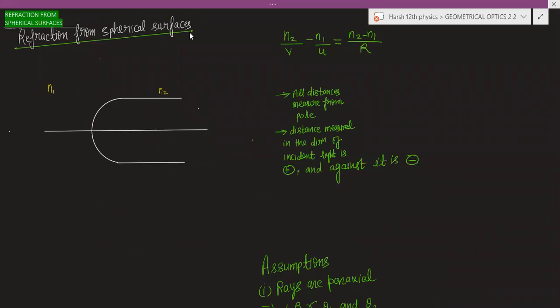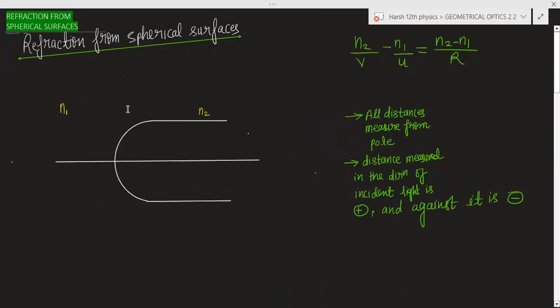So now we will discuss the refraction from spherical surfaces. Till now, we have discussed the refraction from the plane surfaces. Now we'll discuss the refraction from the spherical surfaces. So this is a spherical surface. There are a few points here that we already know. All distances we will measure from the pole. So this is the pole. All the distances we will measure from the pole, and distance measured in the direction of the incident light is positive.